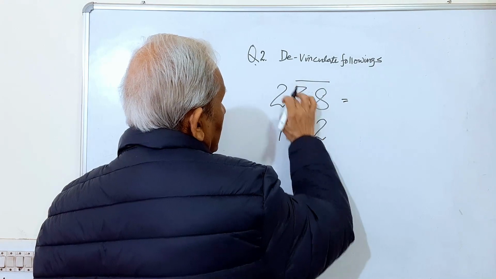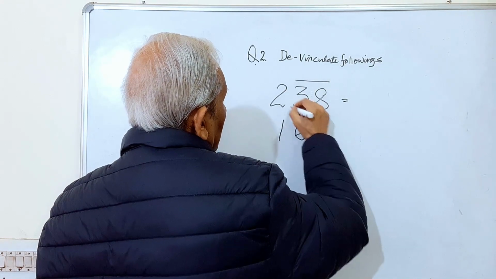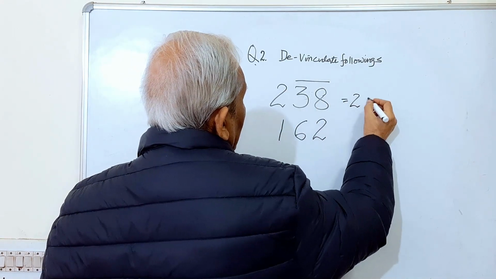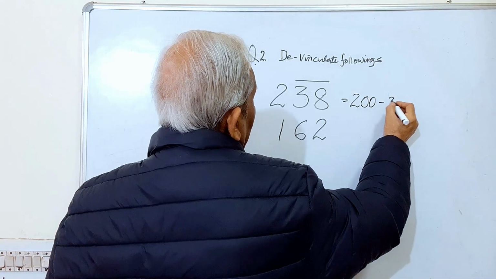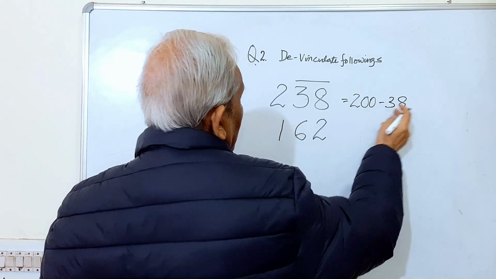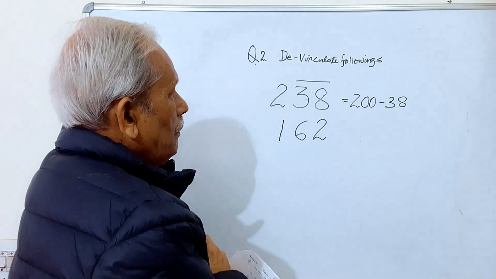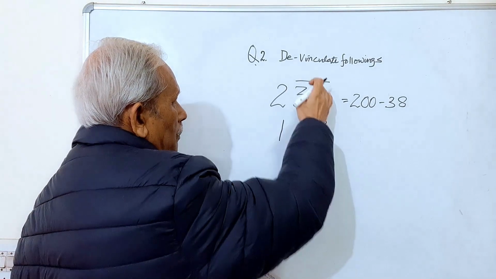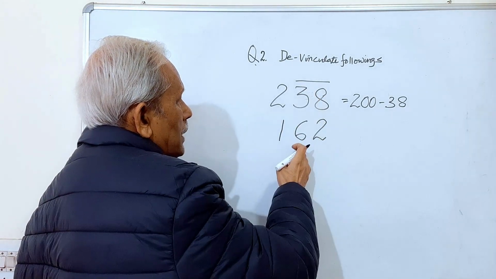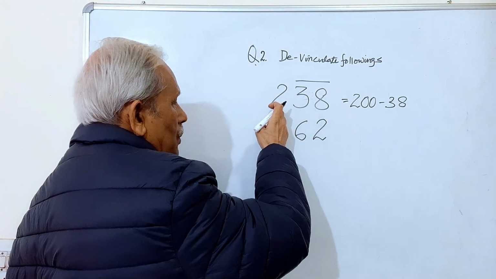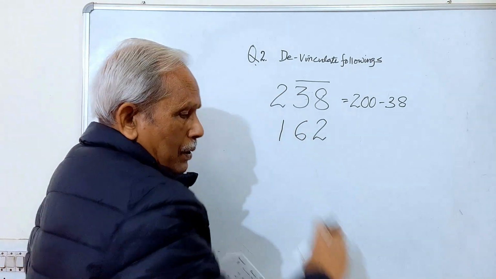200 minus 38. This is negative. 200 minus 38 means what? 8. This is 162, right? Are you getting my point? So 238: 10 minus 8 is 2, 9 minus 3 is 6, and then it's reduced by 1, it becomes 162.